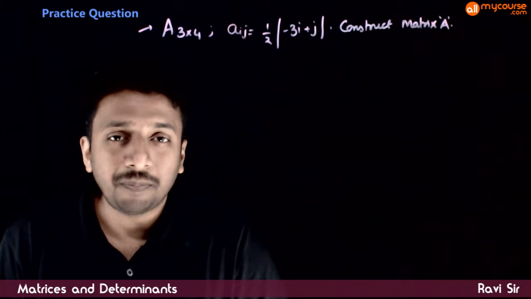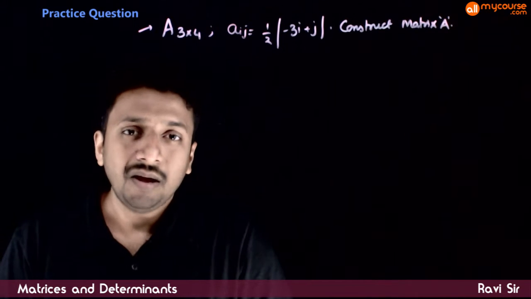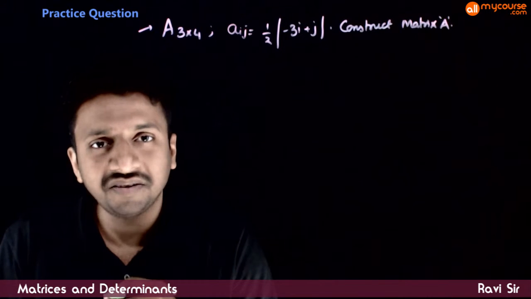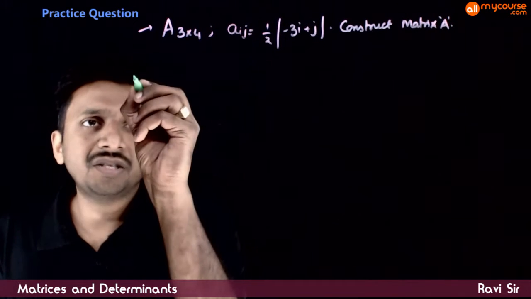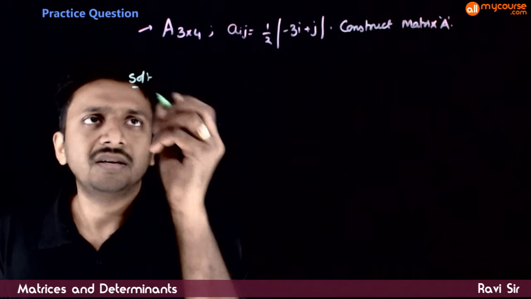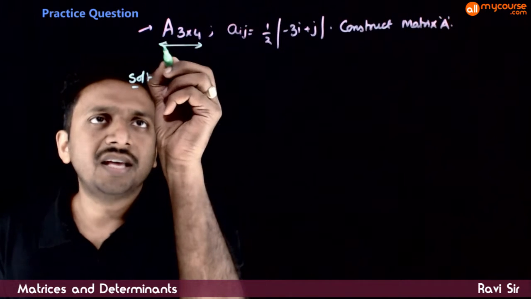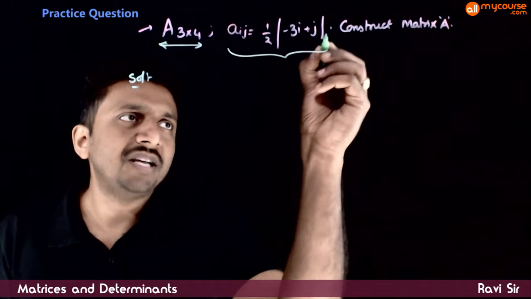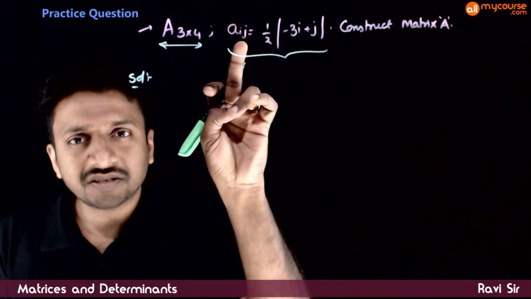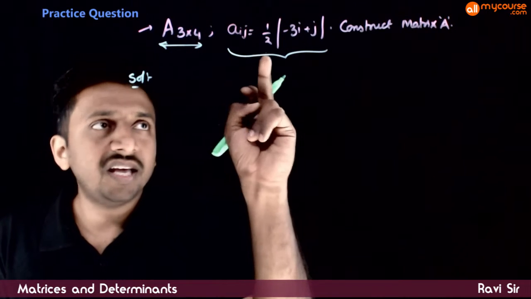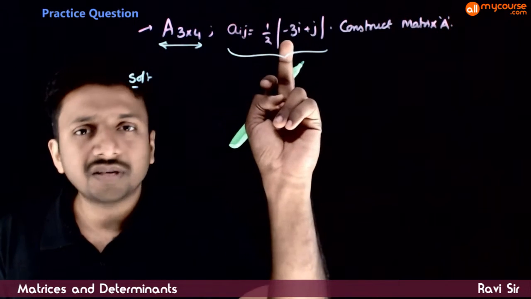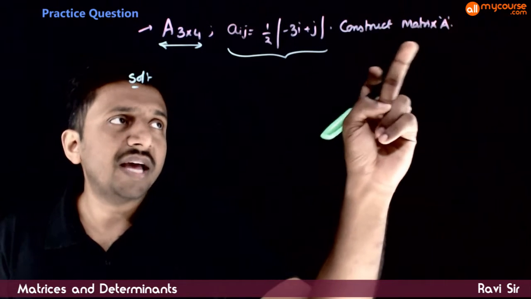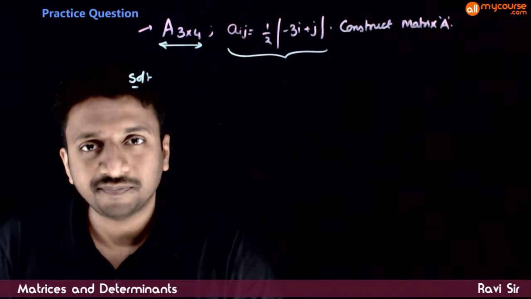So now let us take a small pause and look at some questions and see how much we have understood the concepts that have been discussed. The first question that we are going to solve is, in the question it's given that A is a 3 by 4 matrix and the positional representation of the elements Aij is given as half times mod of minus 3i plus j. So the question is, can you construct the matrix A?